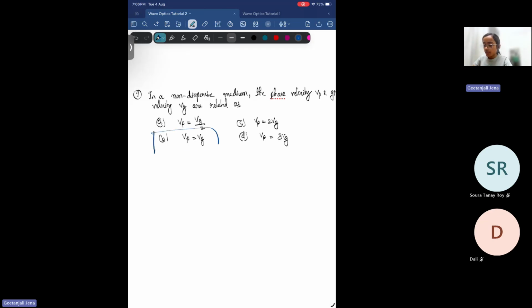Yes. For the non-dispersive medium, both the velocities are equal. This we can easily guess from the expression also. So recall Vg is Vp times 1 plus lambda by n dn over d lambda. So for non-dispersive medium, this term is 0. So Vp is equal to Vg.